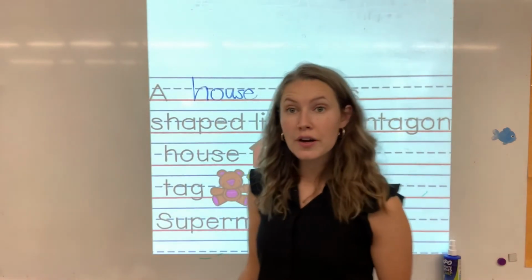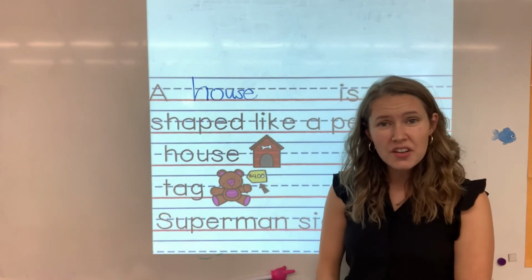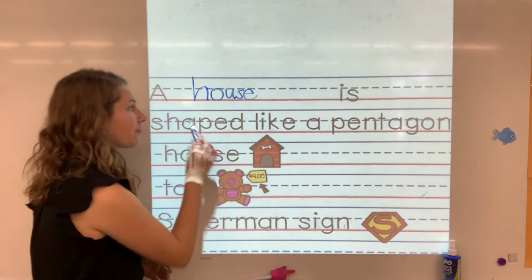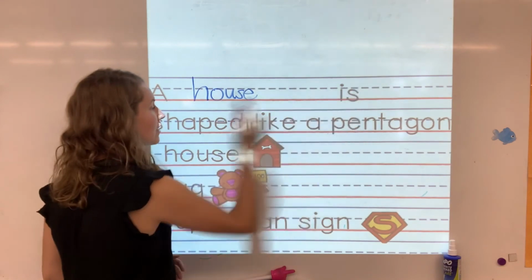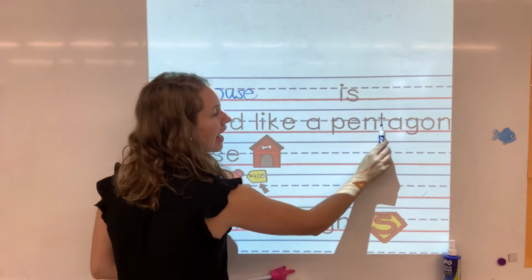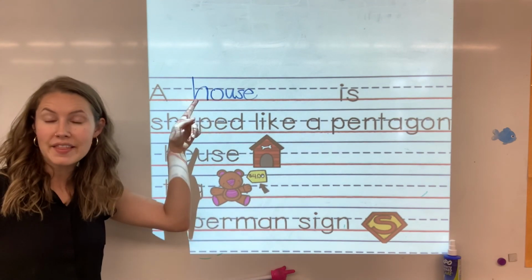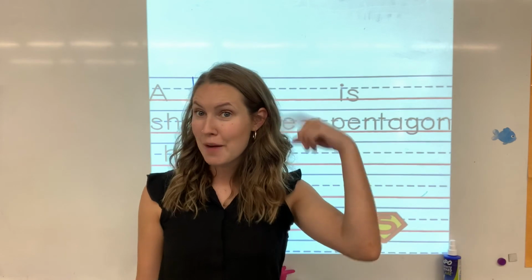So in your notebook, are you going to be writing all of these words in your morning journal? No, you don't have to. What you're going to write is the first sentence, a, and then pick one of these words, is shaped like a pentagon. You're going to pick one to put in that spot there. And then you're going to draw your picture. I'm going to draw my house now.